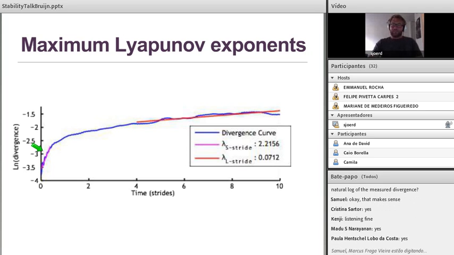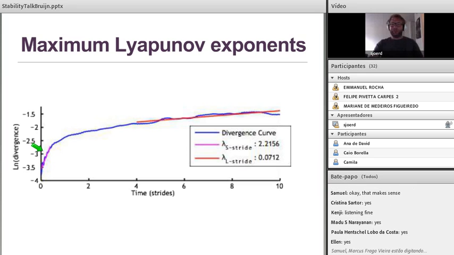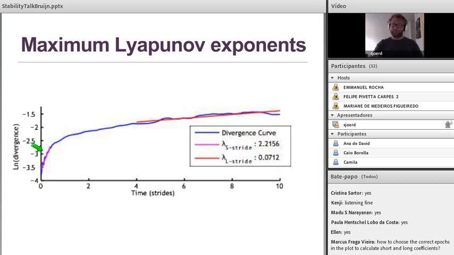Okay. So it's this slope you're looking at. For some reasons which I won't go into in detail, although we know that we can walk stably, this slope is always positive in humans, but the idea is the higher the slope, the less stable you are. So, how to choose the correct epochs in the plot to calculate long and short coefficients?